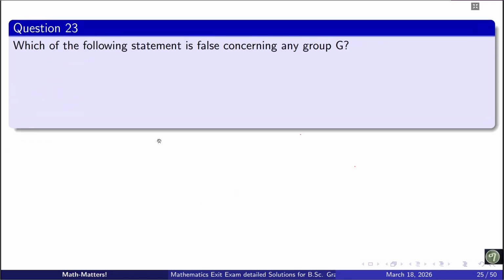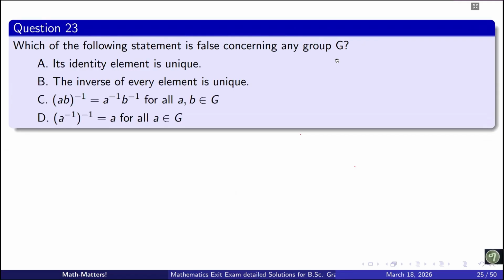Next, which of the following statements is false concerning any group G? The alternatives: its identity element is unique. If it is a group, it must be true. The inverse of every element is unique. (AB) inverse is equal to A inverse times B inverse for all A and B elements of G. But I think this must be for a special group. A inverse is equal to A for all A an element of G.